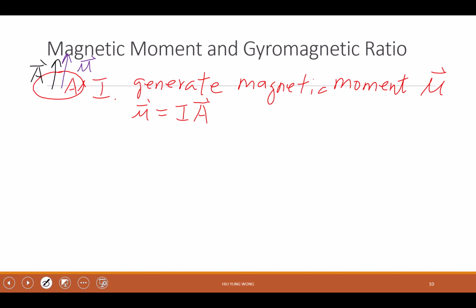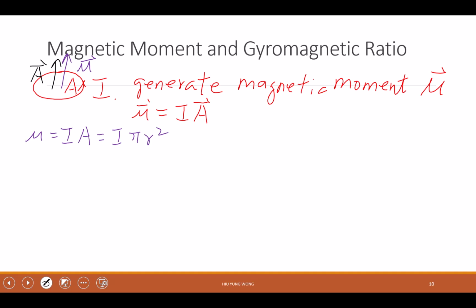Now, I'm going to play with some math, a little bit boring, but here you see that what is area, right? I'm going to stop the vector notation to make things easy. So mu equals I times A. And what is A? If I assume it is a circle, it is pi r squared. Okay, this is just the A. And now at the same time, I want to ask, what is the current?